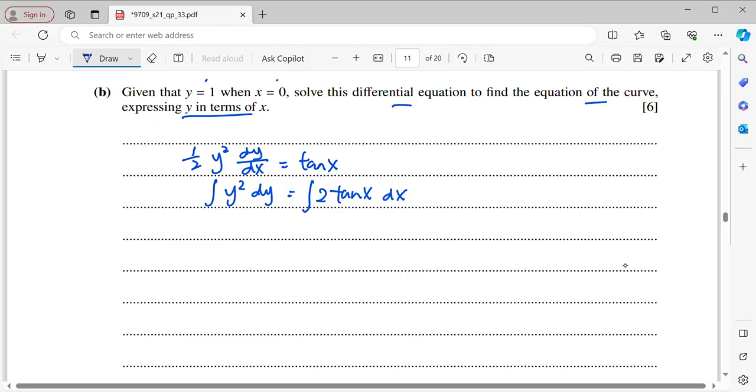Before I integrate the left hand side, just to let you know that to integrate tangent x, it is compulsory to change it to sine x over cos x. So integrate y squared, it will be y cubed over 3. And then again to integrate sine x over cos x, since the cos x is with degree 1, we need to use ln.